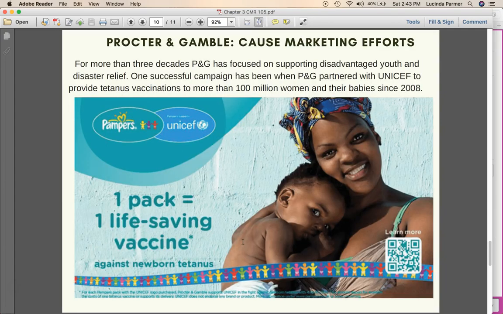Here's another example. Procter and Gamble cause marketing efforts. For more than three decades, P&G has focused on supporting disadvantaged youth and disaster relief. One successful campaign has been when P&G partnered with UNICEF to provide tetanus vaccinations to, this is amazing, more than 100 million women and their babies since 2008. I mean, how do they do that? That's a lot of people, okay? But yeah, so P&G, they are behaving responsibly. They are giving back to the world and the community.